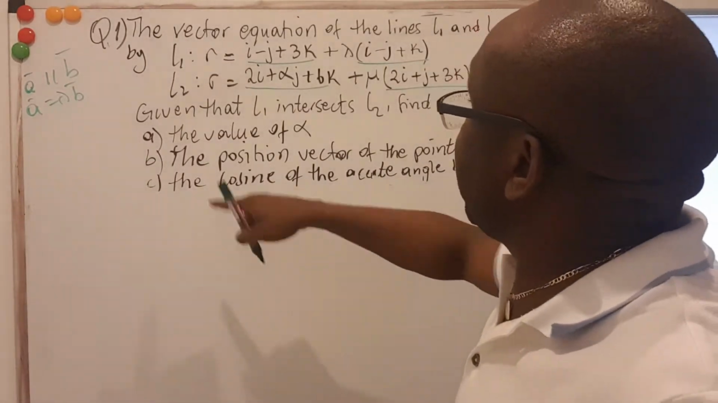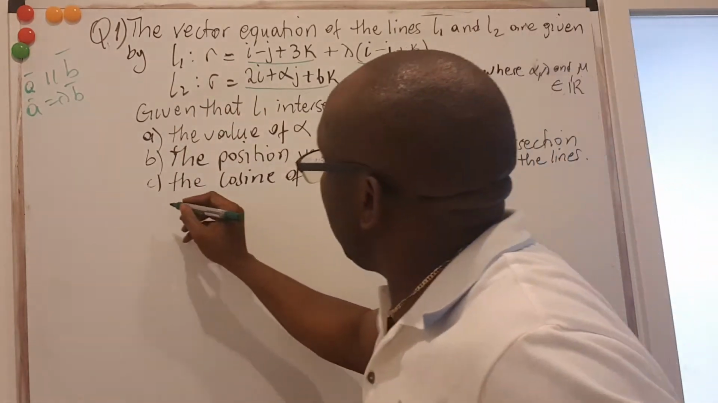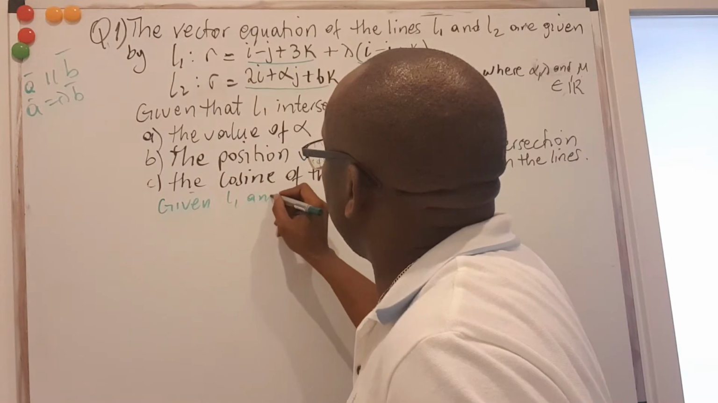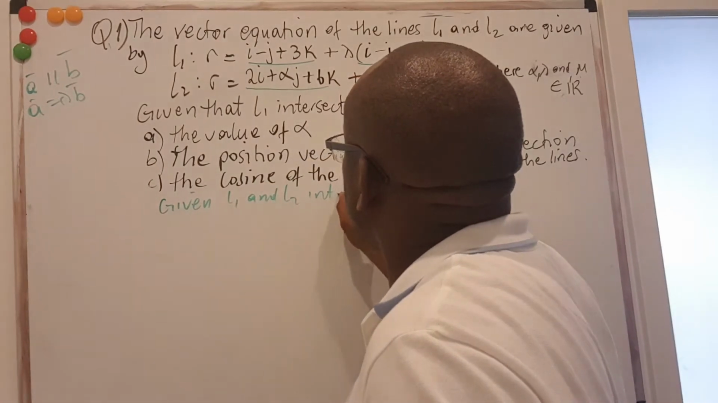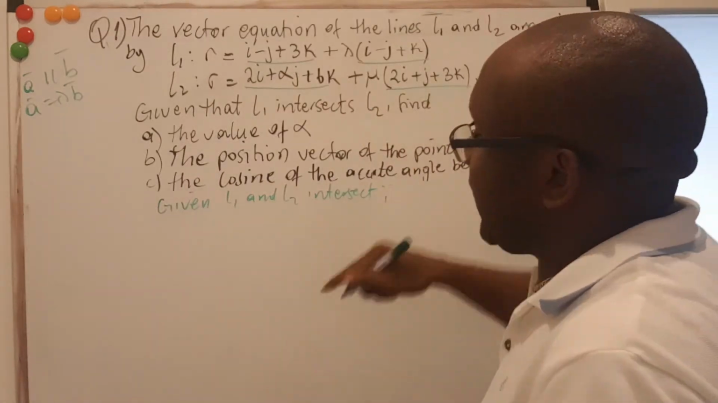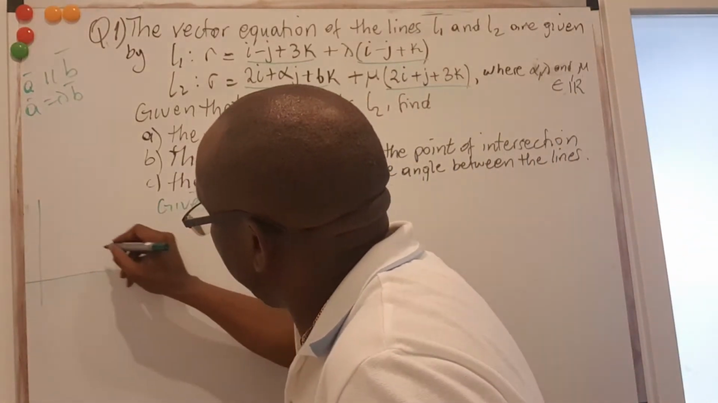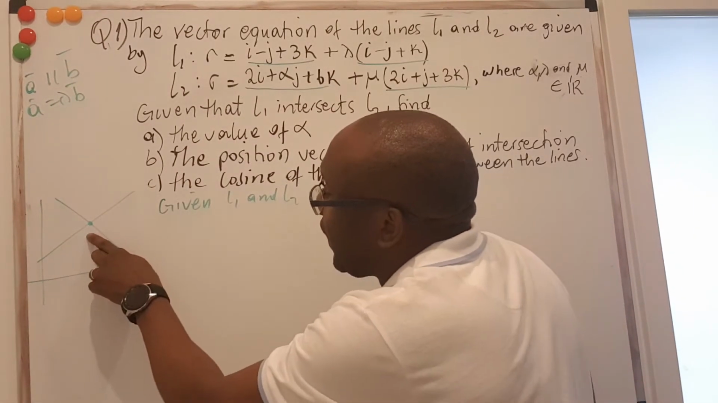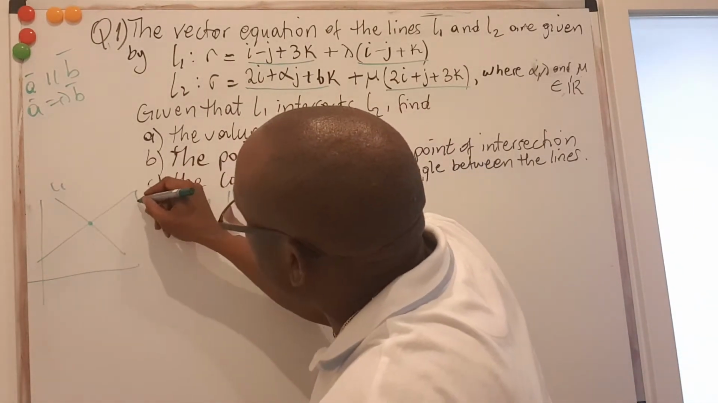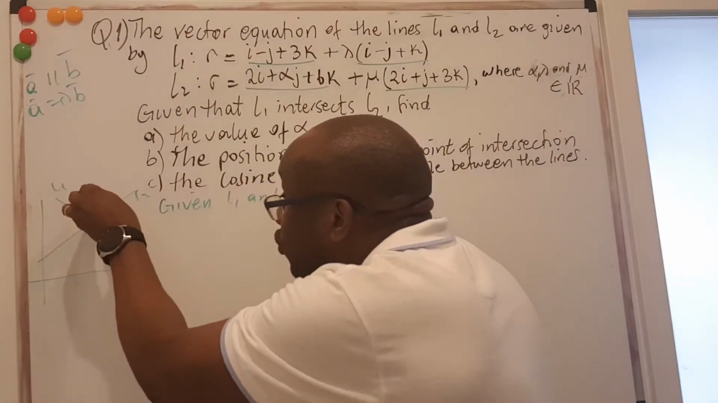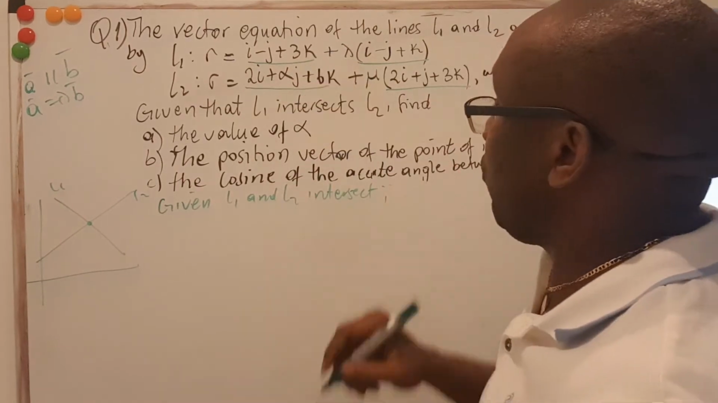So our question says these two intersect. That's what we know. Given that L1 and L2 intersect, these two should be the same. So if I have two lines like that and they intersect, it means that they satisfy the equation of the line. Let me say this is L1 and this is L2. These points satisfy both. So at that point, both of them should be the same. And that's what we try to do here.